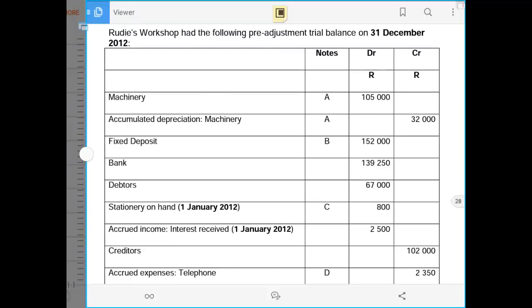Good day, students. I will be doing the question paper for the year 2013. And it says Rodi's workshop had the following pre-adjustment trial balance on the 31st of December 2012.